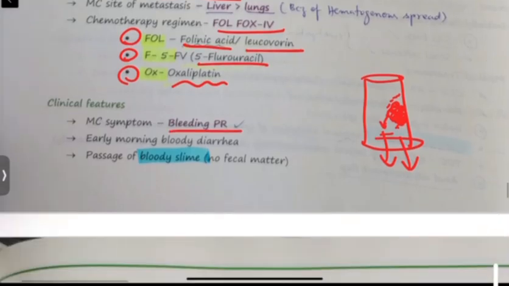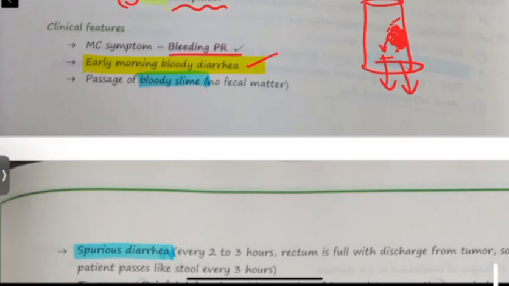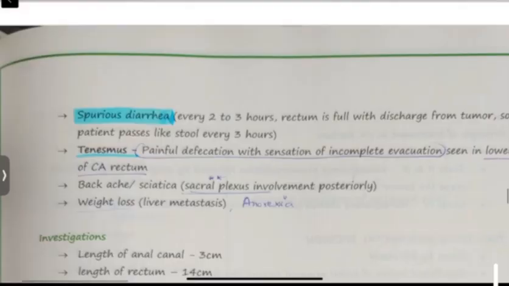Usually there will be diarrhea early in the morning, associated with blood. Early morning bloody diarrhea will be seen, and there is passage of bloody slime. That is, only blood with mucus can be seen without fecal matter. This can also be seen in case of CA rectum.